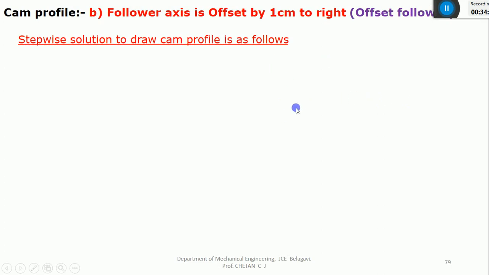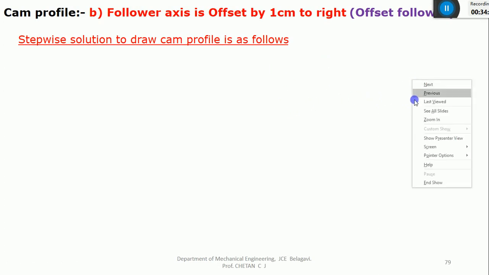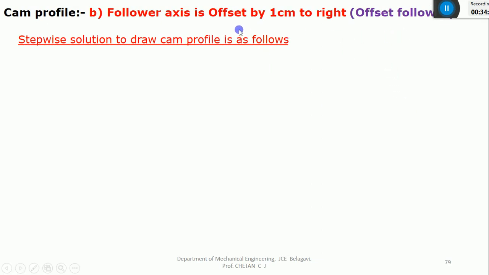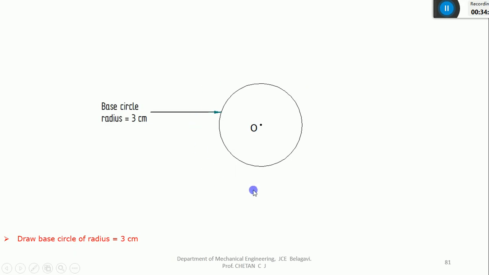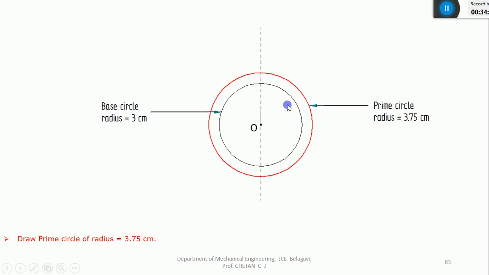So that offset circle radius is 1 centimeter, no? 1 centimeter, because it is given as the follower axis is offset by 1 centimeter. It means the offset circle will be 1 centimeter. Yeah. First, I'll start with the base circle. I'll take the center point as O. Again, I'll draw the base circle with a radius of 3 centimeters. And I'll indicate the vertical axis passing through the center of the circle. After that, again, I'll indicate this prime circle, the radius of 3.75 centimeters.